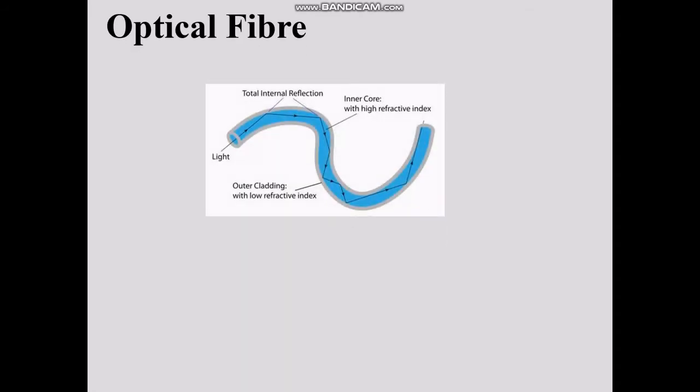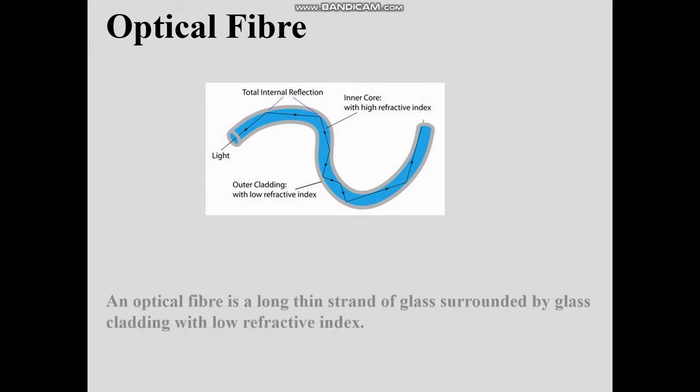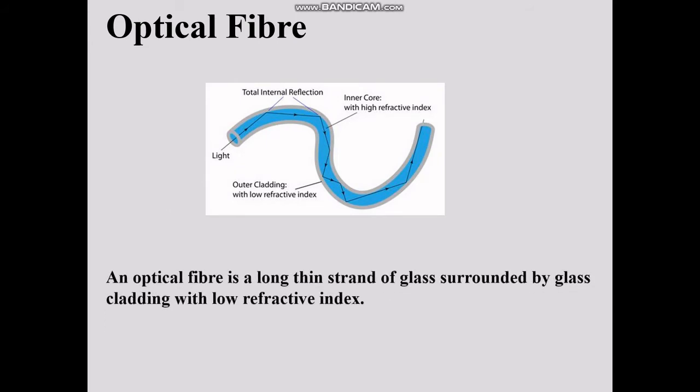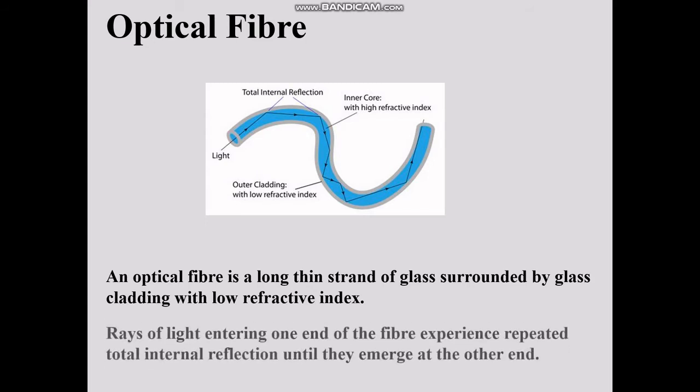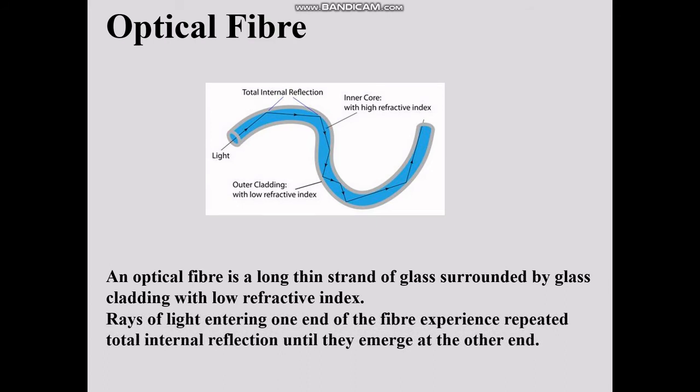The second interesting use of total internal reflection is in optical fiber. An optical fiber is a long, thin strand of glass surrounded by glass cladding with low refractive index. Rays of light entering one end of the fiber experience repeated total internal reflection until they emerge at the other end. You can see the diagram of the optical fiber over here.